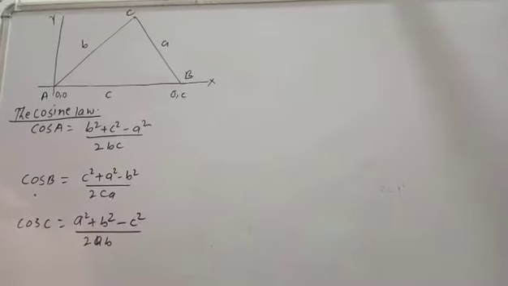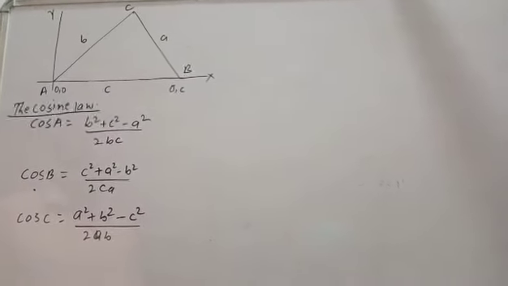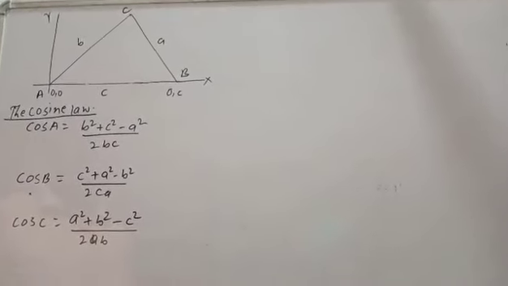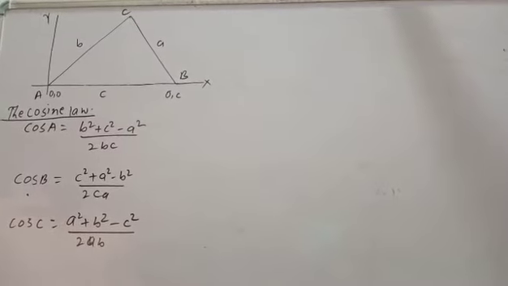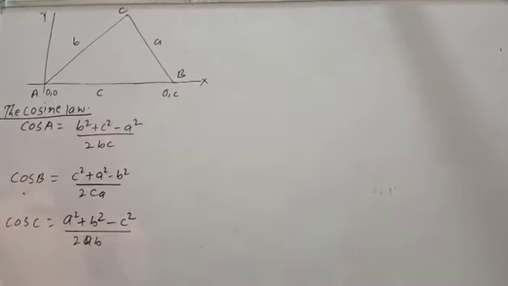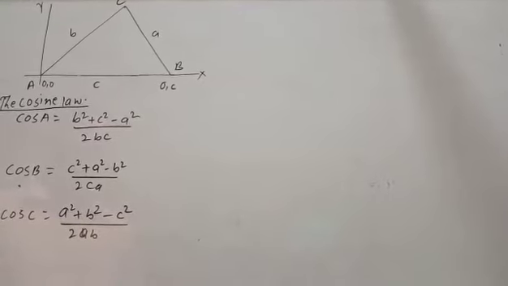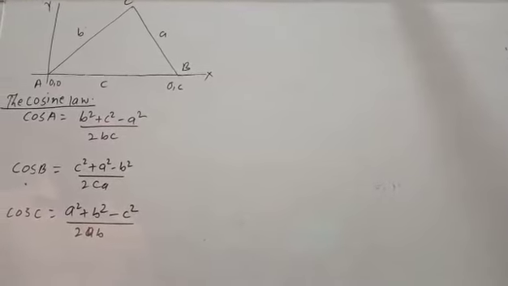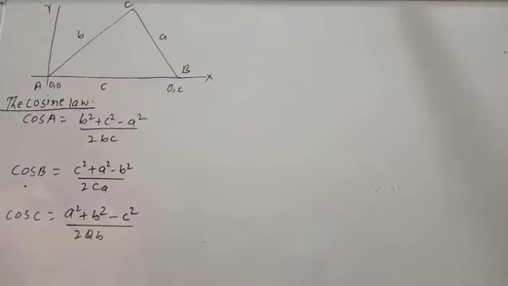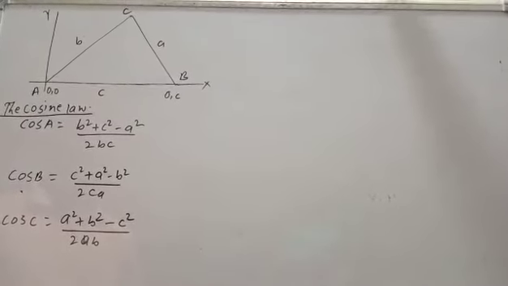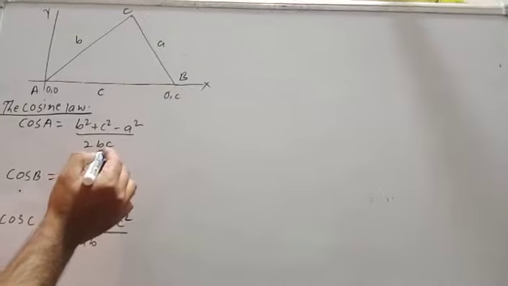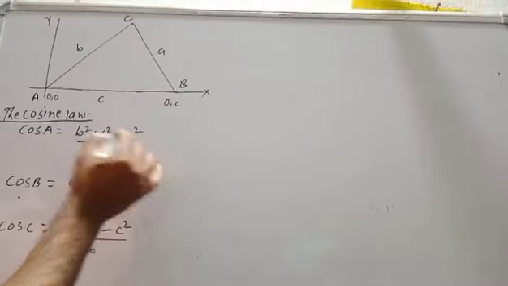We are going to prove the relation of the cosine law. For this, we have cos A is equal to b square plus c square minus a square upon 2bc. This is the cosine law. In any triangle, the cosine law verifies in this manner.